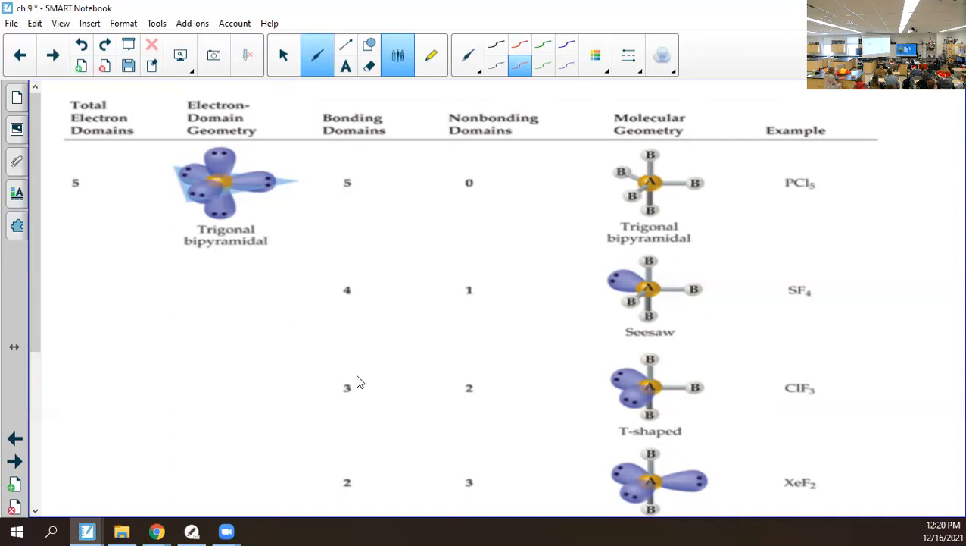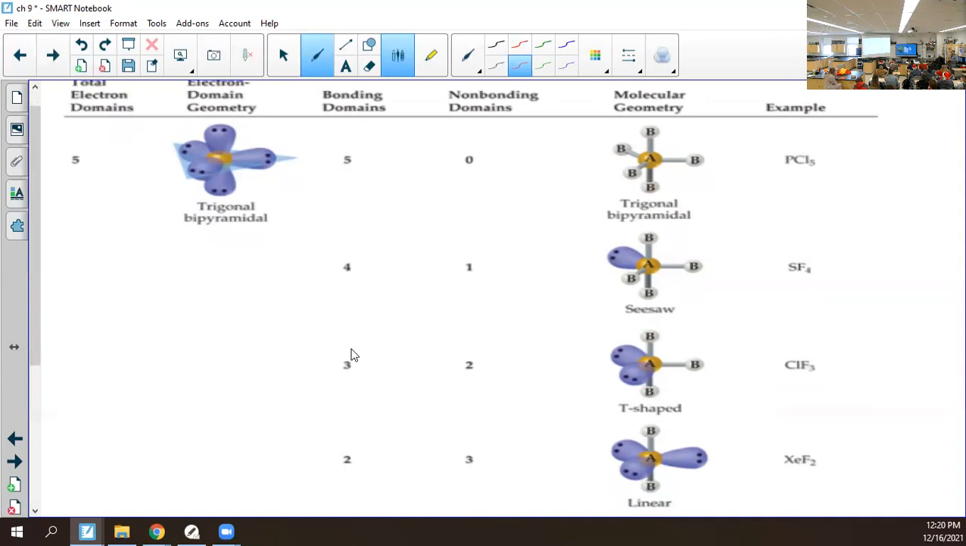Then, who would have ever thought we could get linear when you had 5 things involved? If we have 2 bonding domains and 3 that are non-bonding, the 3 go around here and they offset each other exactly the same. So it just stays in a straight line. It's linear. Good. Your face, you didn't seem like you liked that at first.